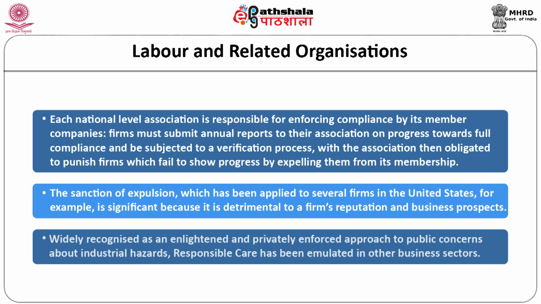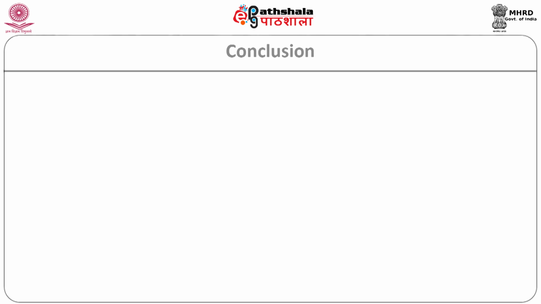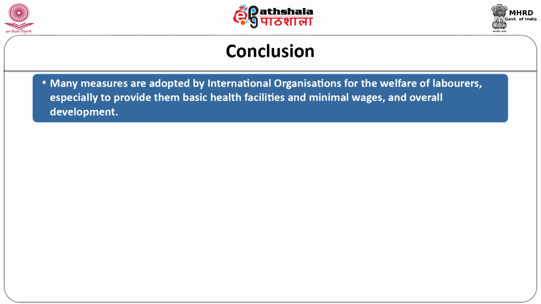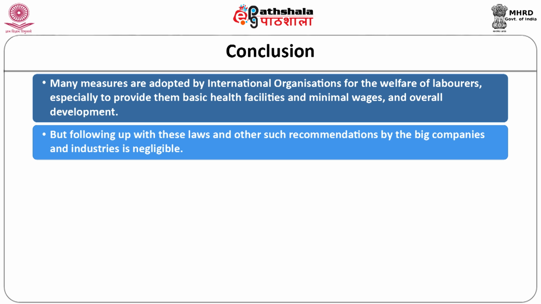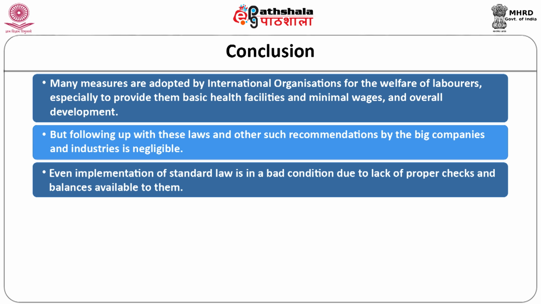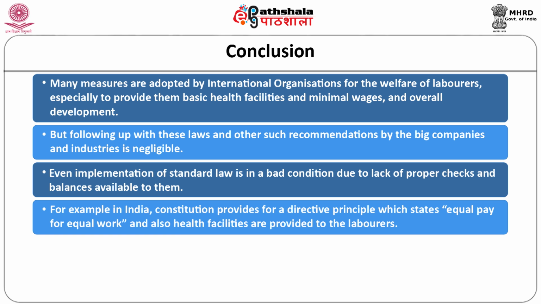Widely recognized as an enlightened and privately enforced approach to public concern about industrial hazards, Responsible Care has been emulated in other business sectors. Many measures are adopted by international organizations for the welfare of laborers, especially to provide them basic health facilities, minimal wages and overall development. But following up with these laws and other such recommendations by big companies and industry is negligible. Implementation of standard law is in bad condition due to a lack of proper checks and balances. For example, in India, the Constitution provides for a directive principle which states that equal pay for equal work and also health facilities are to be provided to the laborers.